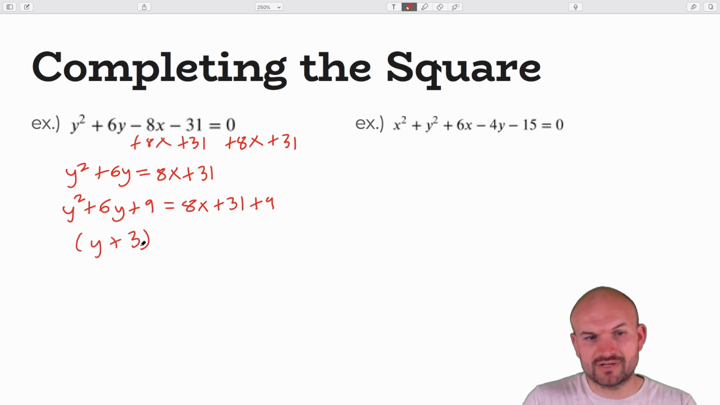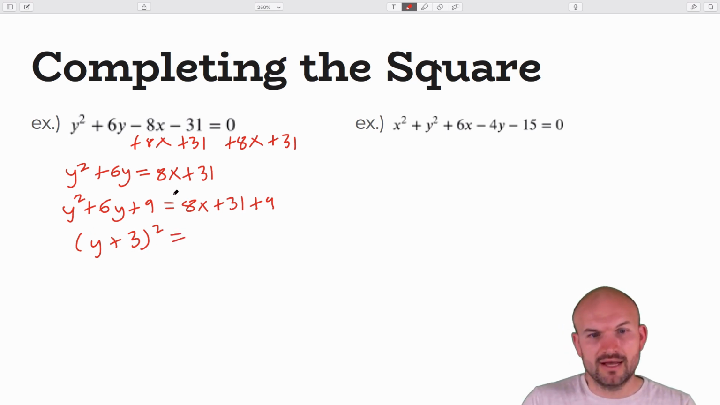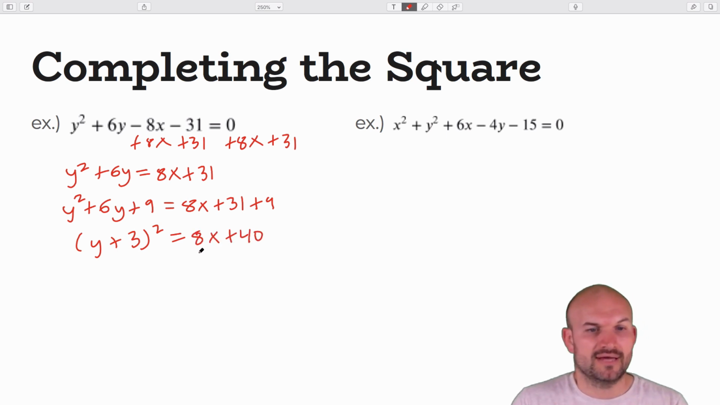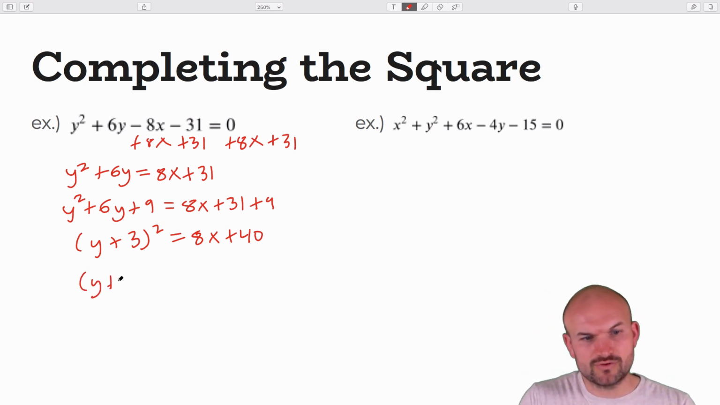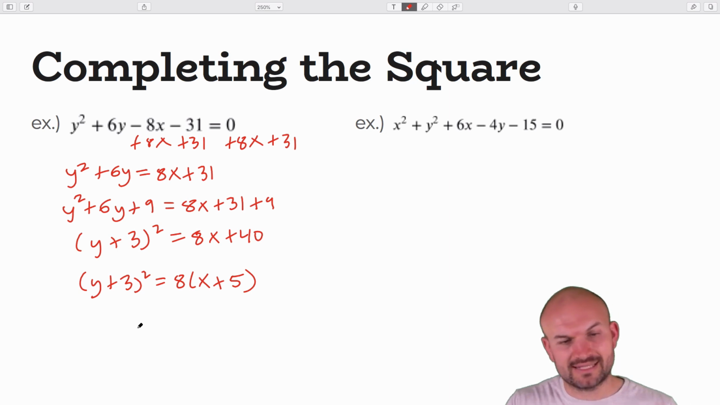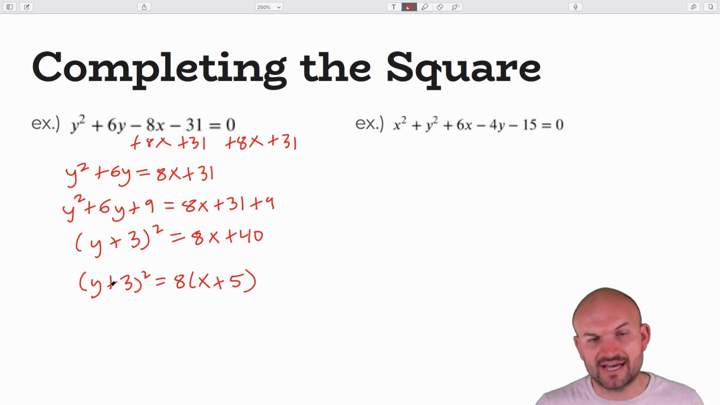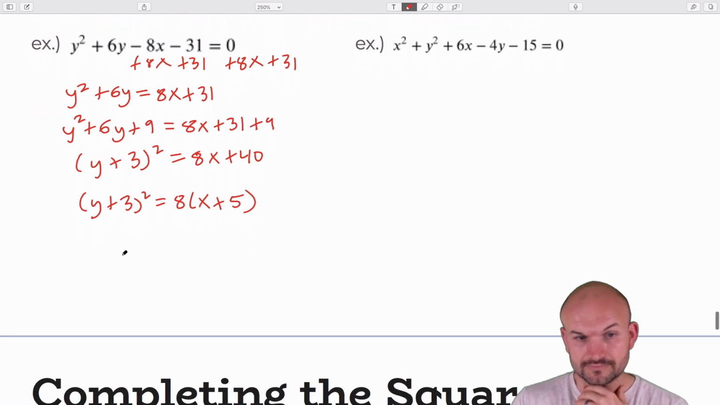Here, I have now created a perfect square trinomial that's factorable. And then here, you can see I can add the 9 to the 31. So that's going to be 8x plus 40. And therefore, you can factor that out to y plus 3 quantity squared equals 8 times x plus 5. Now this would be in a format that we could use to identify the vertex, the value of p, and all the other stuff that we'll need. But for right now, we just want to label this as a parabola.